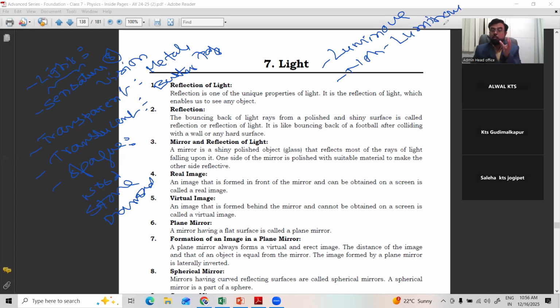Luminous bodies are those which give out light by themselves, like the sun, stars, candle, electric bulb. They are giving out light by themselves. They are called luminous bodies.